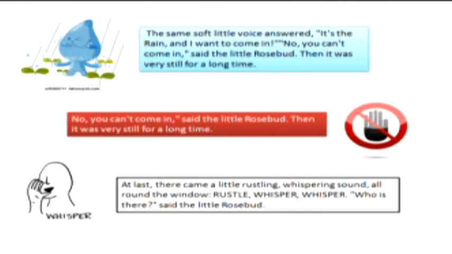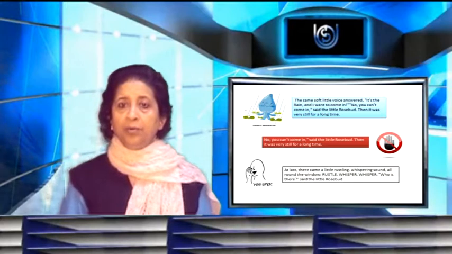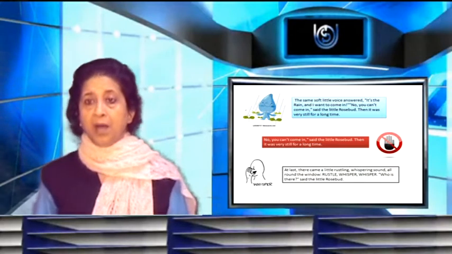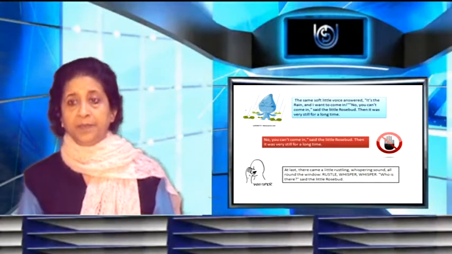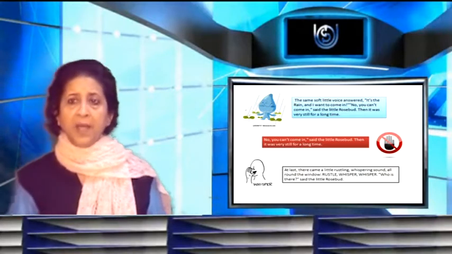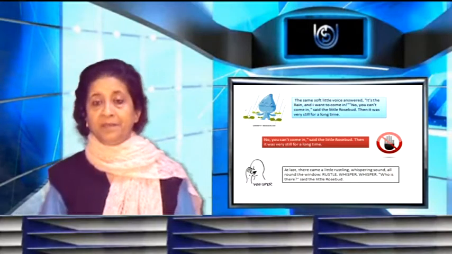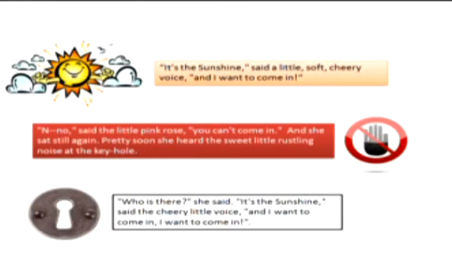Once there was a little pink rosebud, and she lived down in a little dark house under the ground. One day she was sitting there all by herself, and it was very still. Suddenly she heard a little tap, tap, tap at the door.